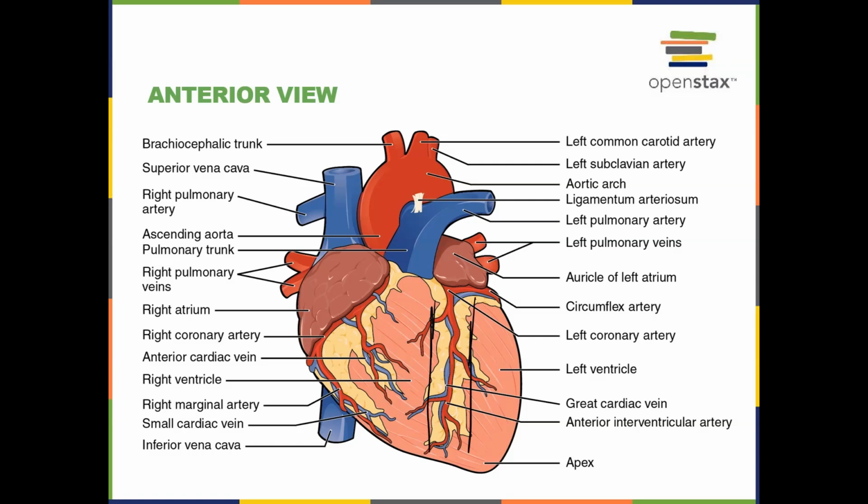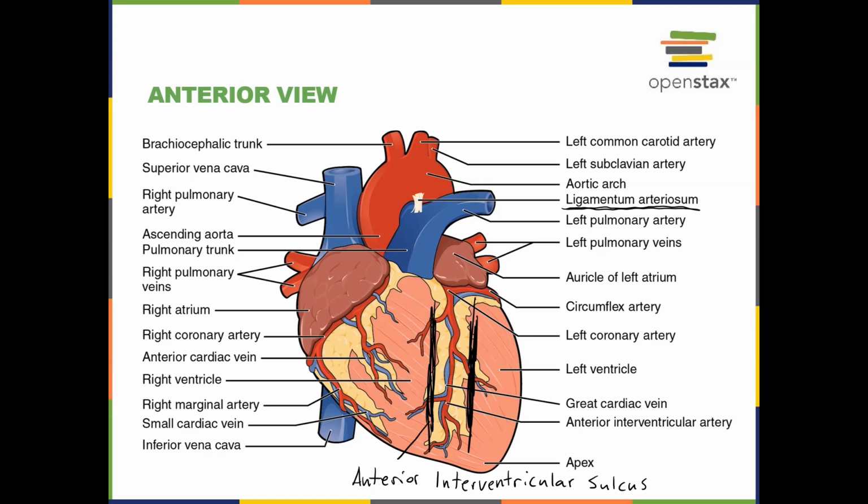A groove on the anterior of the heart here, located in between the left and right ventricles, known as the anterior interventricular sulcus, contains the great cardiac vein as well as the anterior interventricular artery.